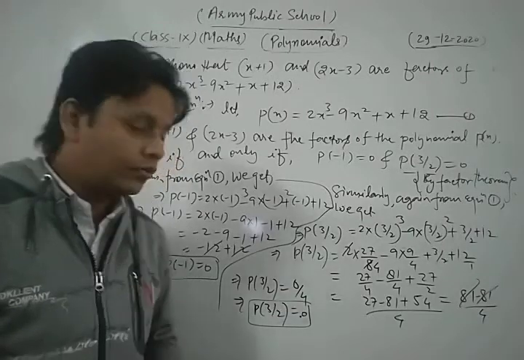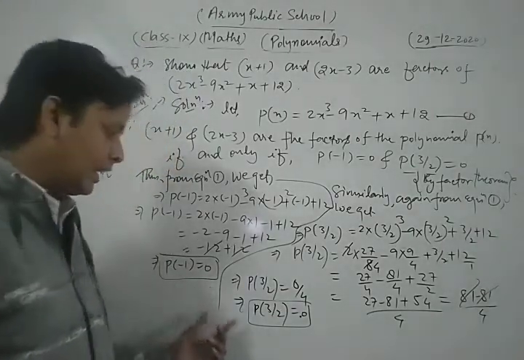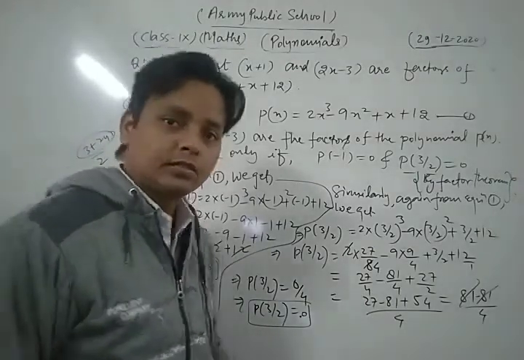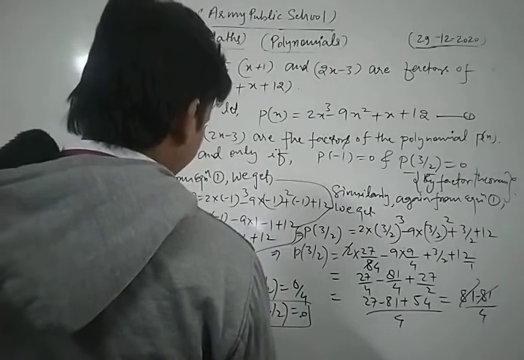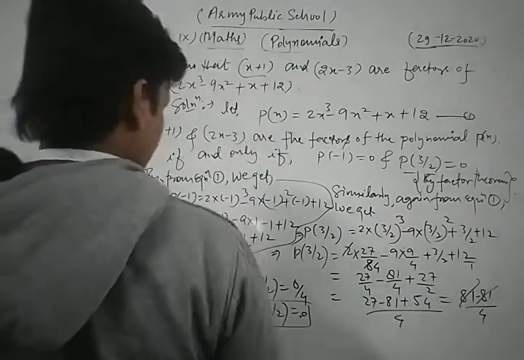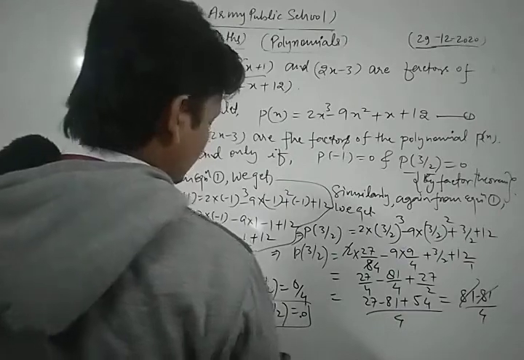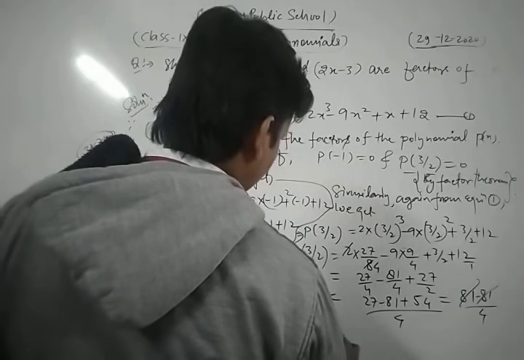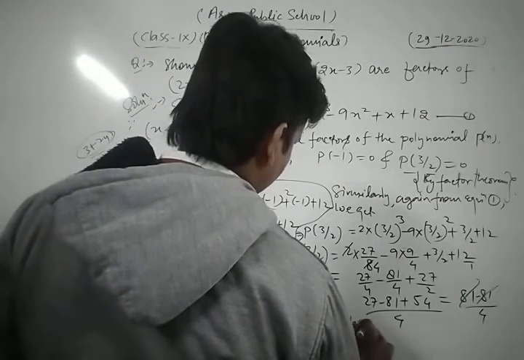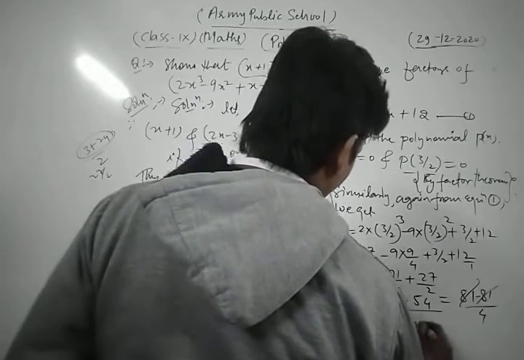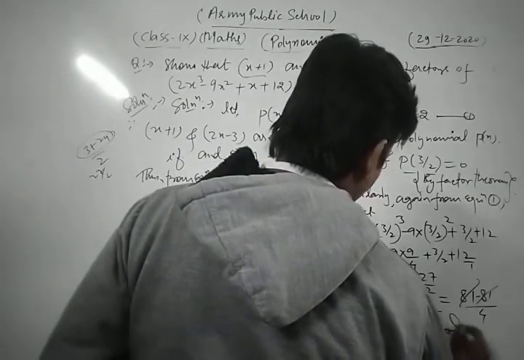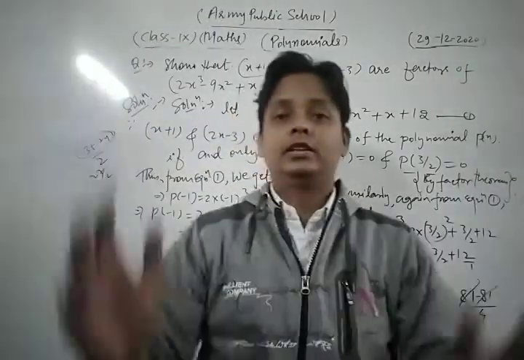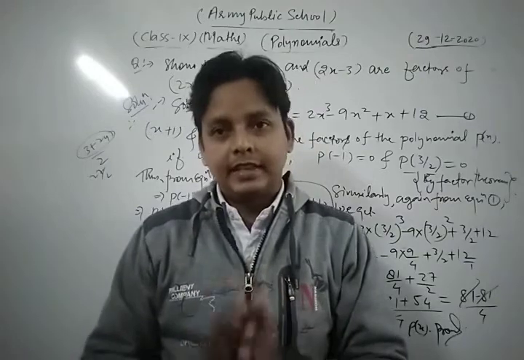Thus, dear student, in this way we find that p of minus 1 and p of 3 by 2 are both equal to 0. Thus, we can say that x plus 1 and 2x minus 3 are factors of the polynomial p of x. Hence proved. So dear student, this is the method to solve that type of questions.